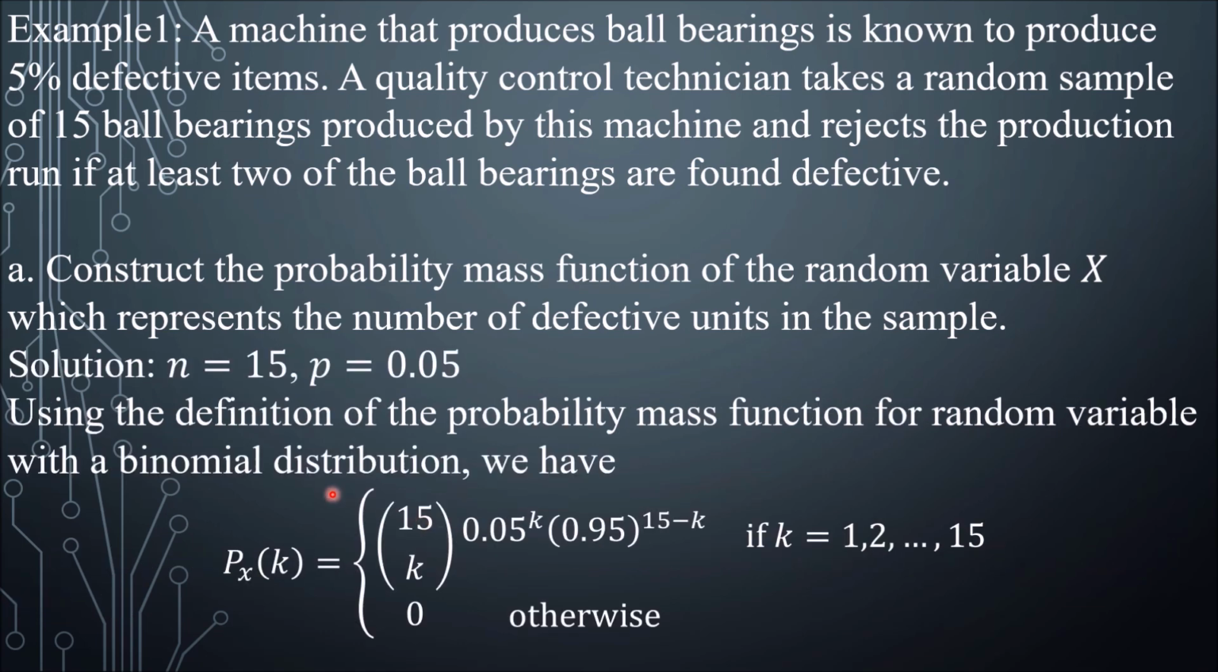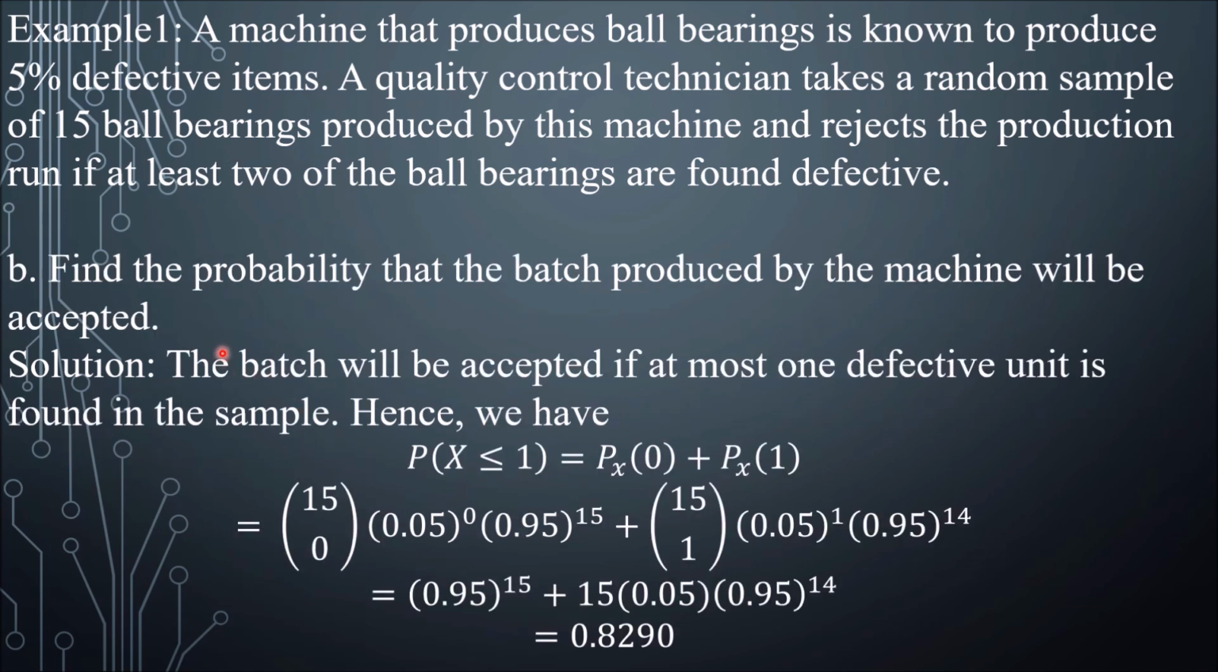For letter A, since n is equal to 15 and the probability is 0.05 or 5%, using the definition of the probability mass function for a binomial random variable, we have this one. 15, because that is n, taken k, 0.05, that's the probability, raised to k, and then 1 minus 0.05 is 0.95, raised to 15 minus k, because 15 is n, for k equal to 0, 1, 2, up to 15.